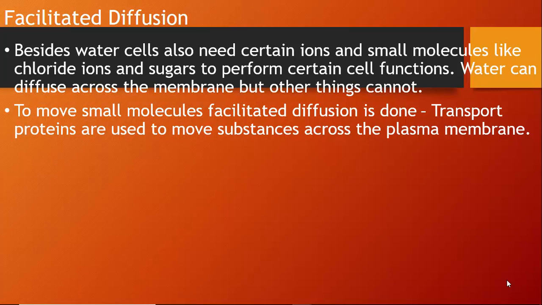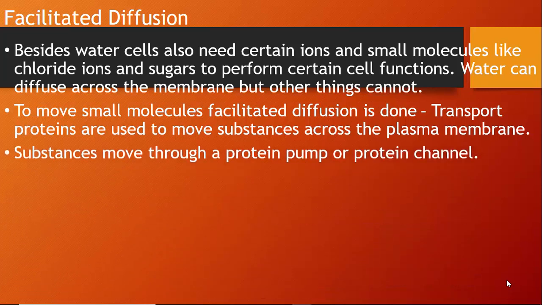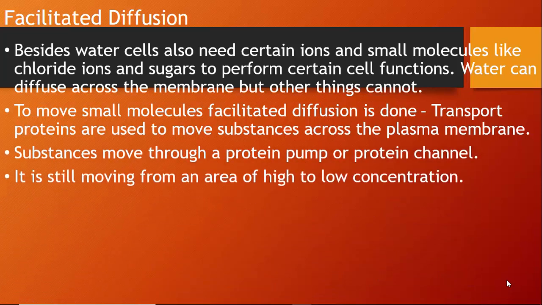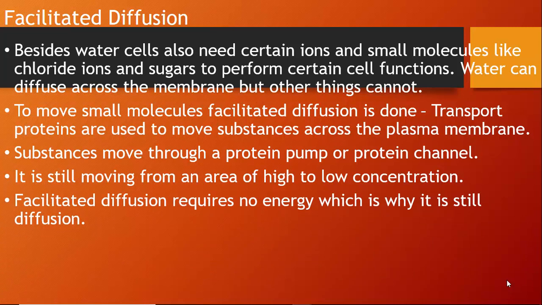You can think of it as a VIP line or an express lane. These particles don't have to wait to randomly collide and get across the membrane. They go through the VIP line or the express lane, and that's why it's called facilitated diffusion, because there are protein pumps or protein channels. Now, substances move through a protein pump or protein channel, and it's still moving from an area of high to low concentration. Facilitated diffusion requires no energy, which is why it's still called diffusion.